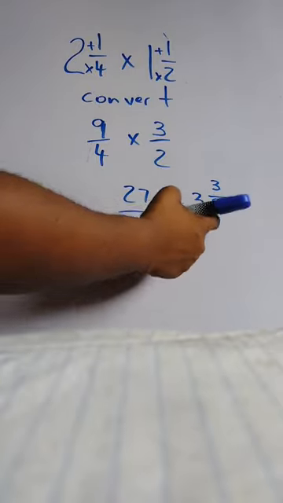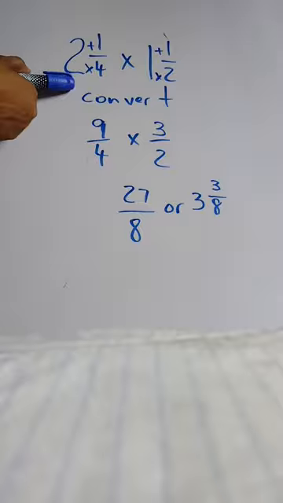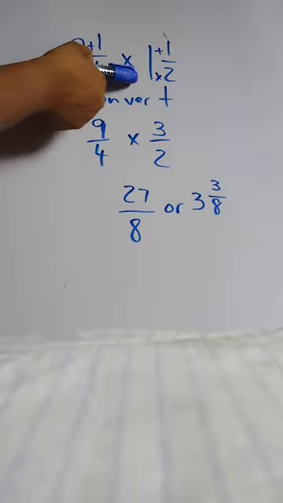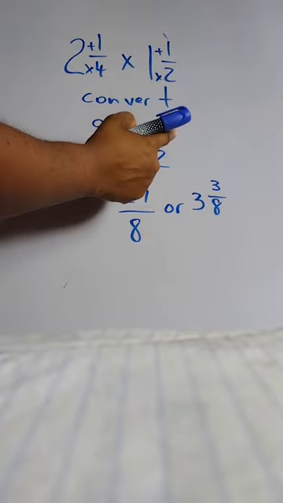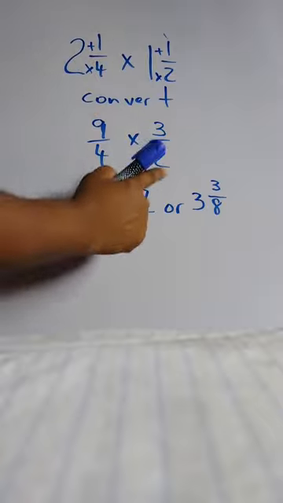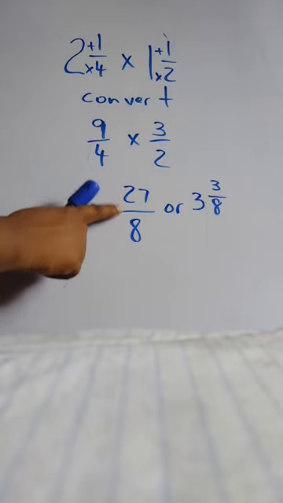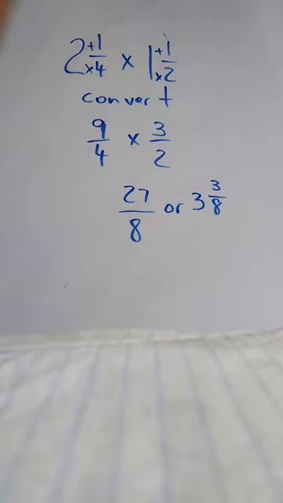So that's 3 eighths. So when you have mixed numbers to multiply, always remember to convert. Once you would have converted, you multiply numerator with numerator, denominator with denominator. If improper, you can convert to mixed.